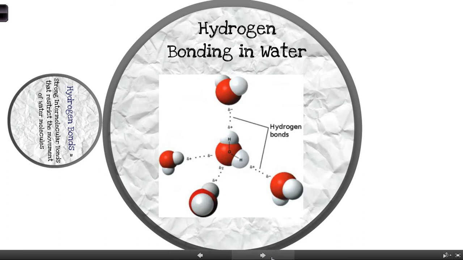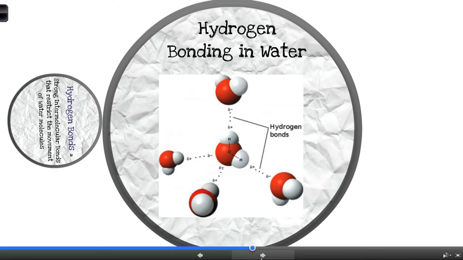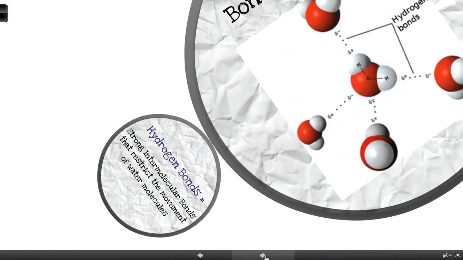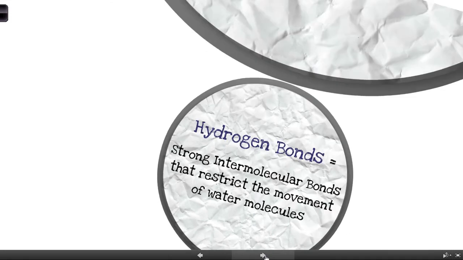Okay, so hydrogen bonding in water. It also explains why the slightly negative end, the oxygens, being attracted to the positive end, the hydrogen, means that water molecules can line up in a regular arrangement. This actually happens when water freezes, and we'll talk a bit more about that in a minute. So the hydrogen bond is a strong intermolecular bond that restricts the movement of the water molecules. We said that before. Basically, these hydrogen bonds are what glue or help keep those water molecules together.